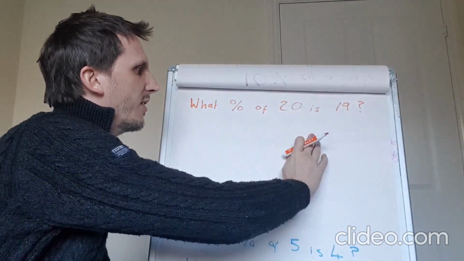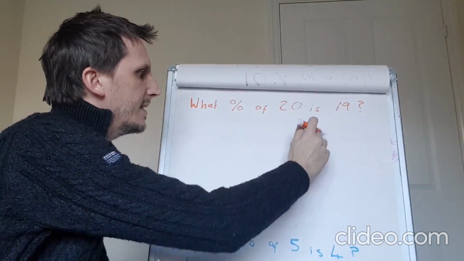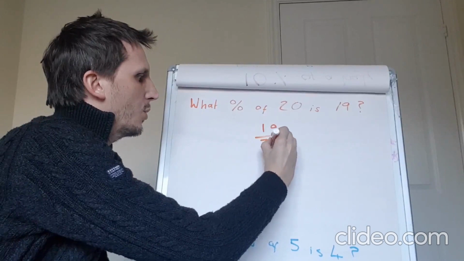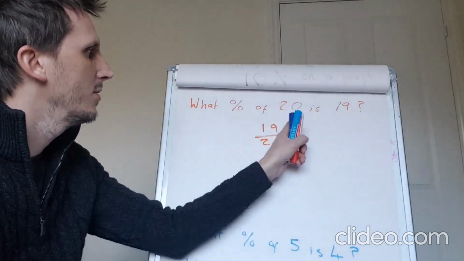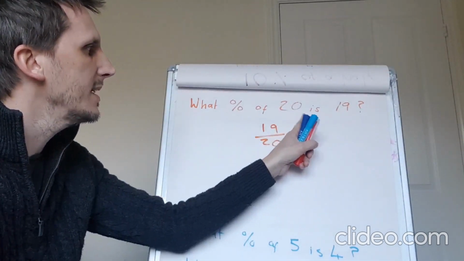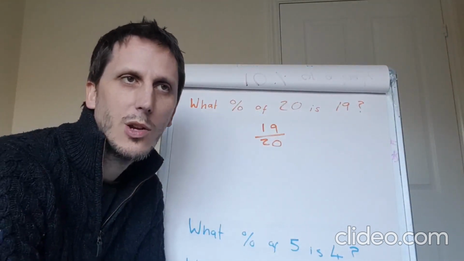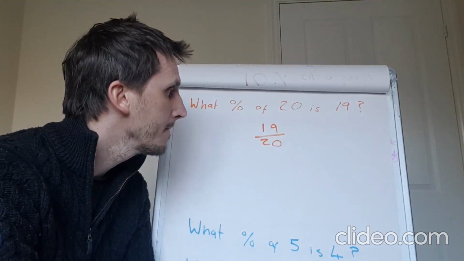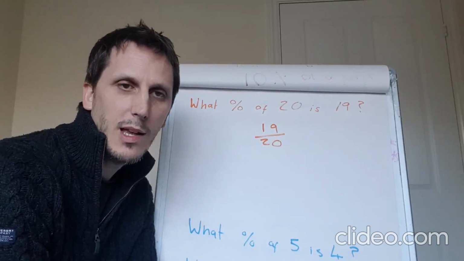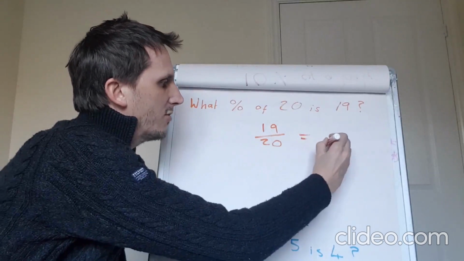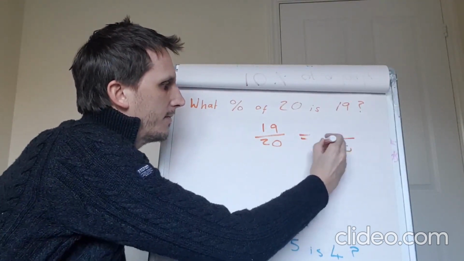But if I turn this into a fraction, what percentage of 20 is 19? So that's 19/20. And the question's asking us to show that as a percentage. Percentage is the same as hundredths. It's exactly the same thing. So if we turn this into hundredths, we'll have our answer.